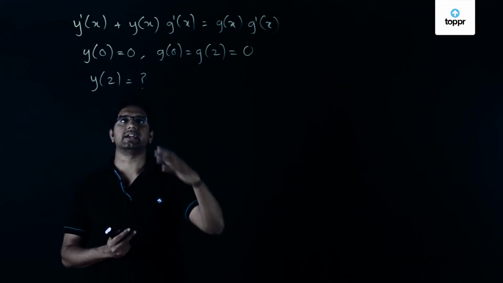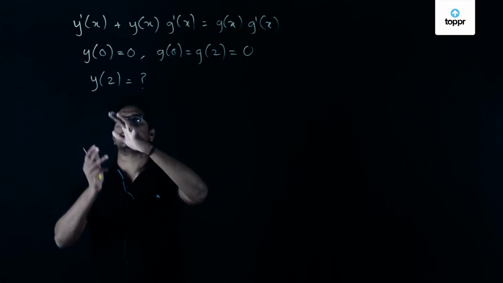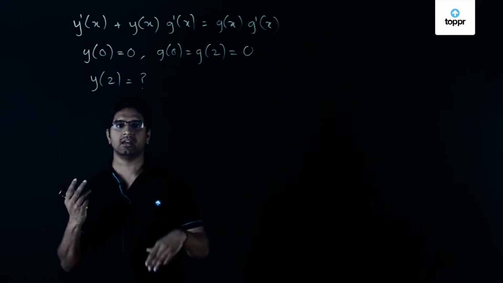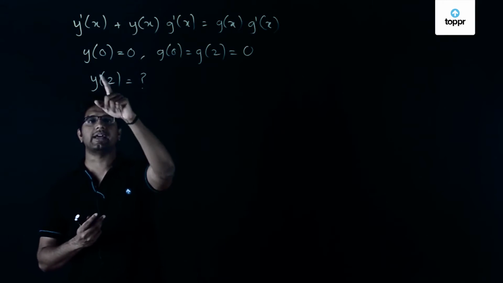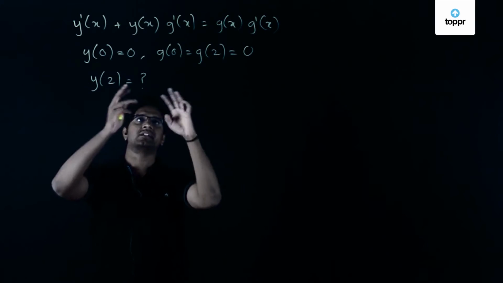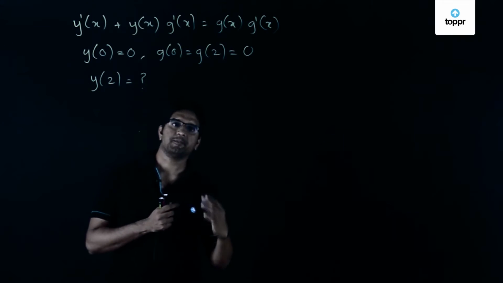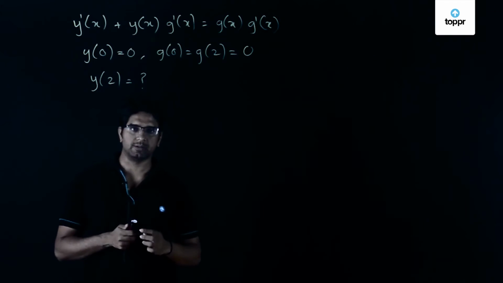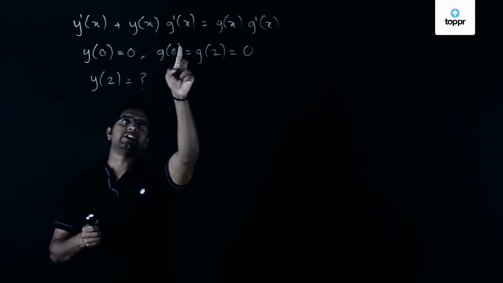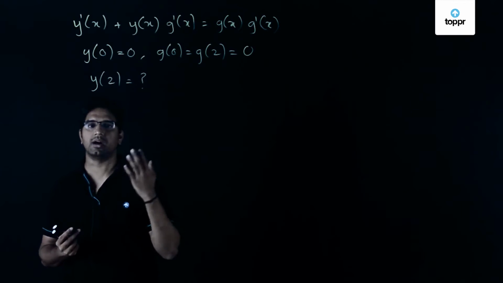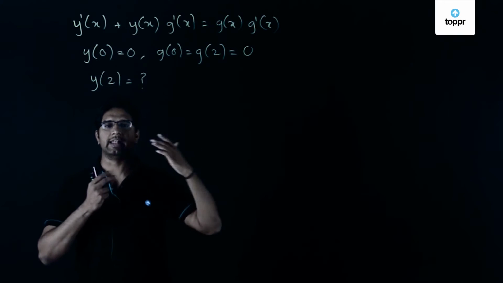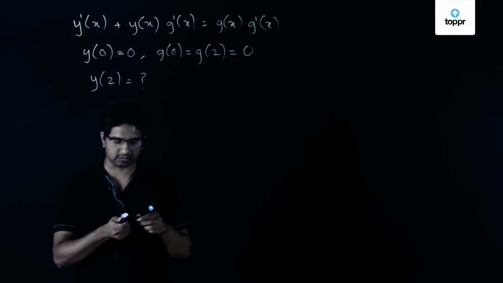So, as I said earlier, it is a differential equation. You can actually consider it as a differential equation in y or even in g, but since we have been asked to find the value of y of 2, we will consider it as a differential equation where y is the unknown function. Then it becomes a first order linear differential equation, and we know a very good method to solve it, that is by finding the integrating factor.